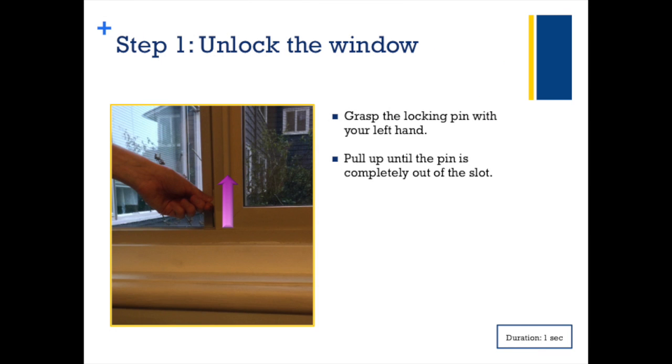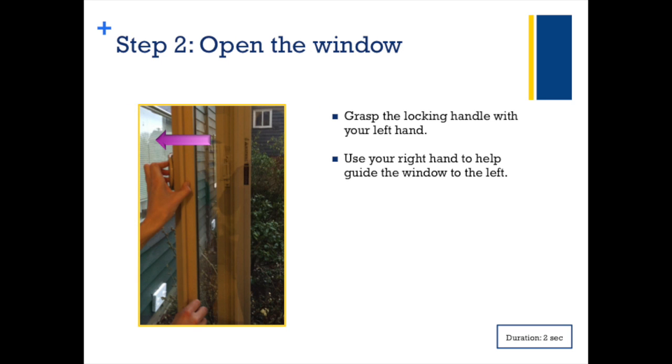The first step toward removing the window pane is to unlock the window. Grasp the locking pin with your left hand and pull up until the pin is completely out of the slot. After you've unlocked the locking pin, grasp the locking handle with your left hand. The locking handle is about halfway up the window pane. Use your right hand to help guide the window to the left.